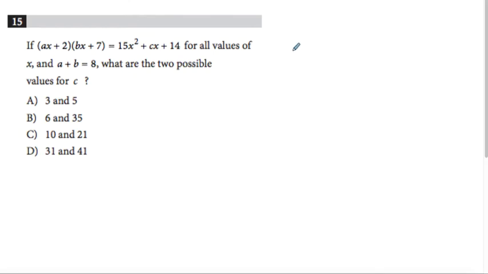This is actually one of my favorite questions. You know, this math geek here. Okay, so it says if (ax + 2)(bx + 7) = 15x² + cx + 14 for all values of x, and a + b = 8, what are the two possible values for c?